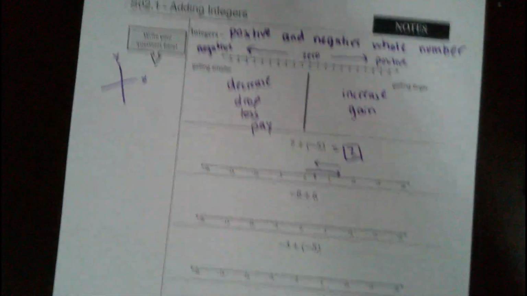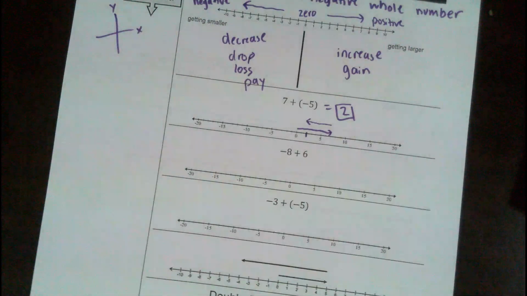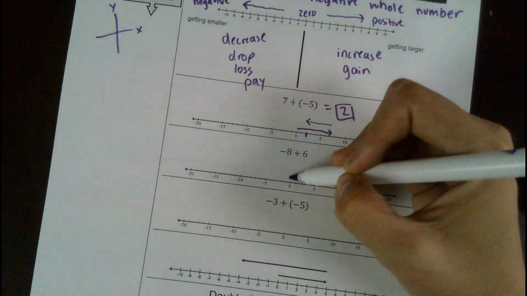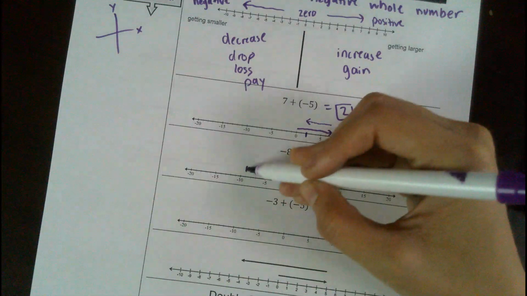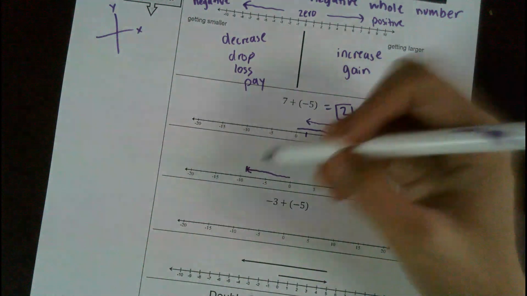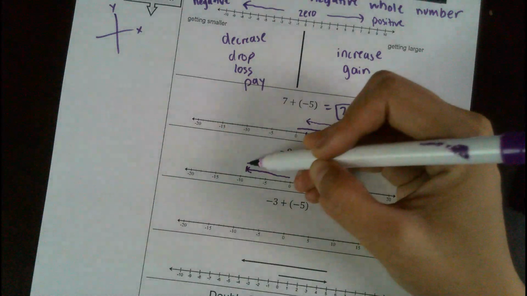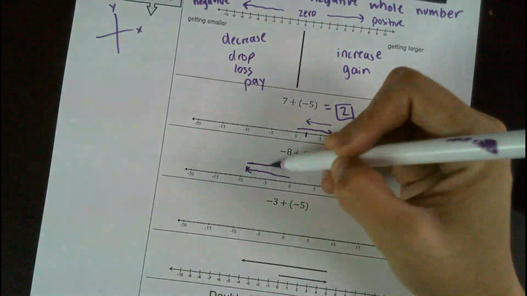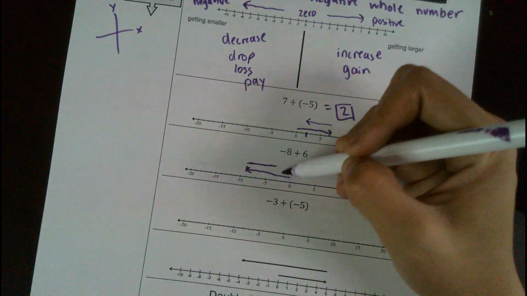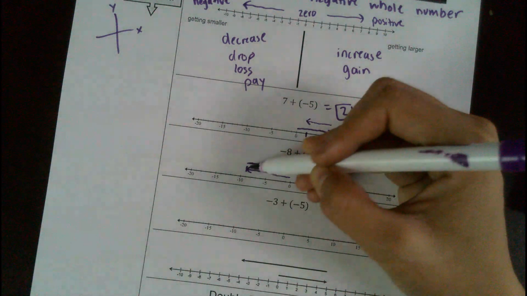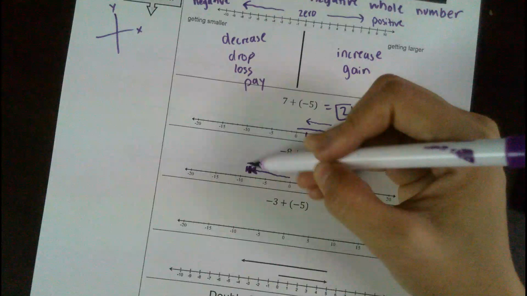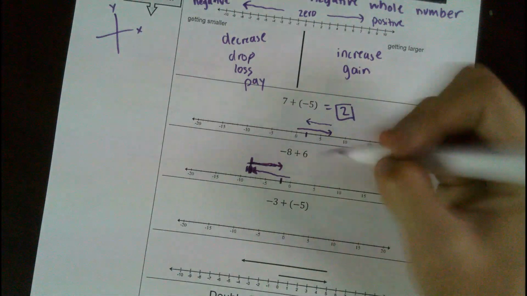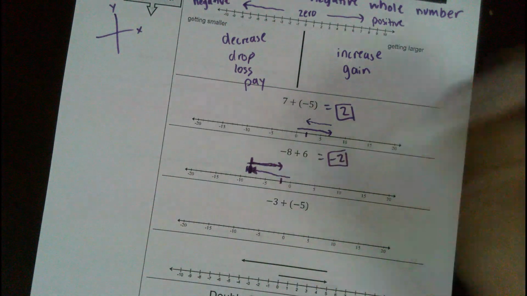Okay, for the next one, this time we're starting negative. So we start at 0 always, we go negative 8, and then we turn right around and we're adding 6. So 1, 2, 3, 4, 5, 6, right here. Wait, well, I went to 9 on my picture. Hopefully you did it right. And we should have ended right here at negative 2.